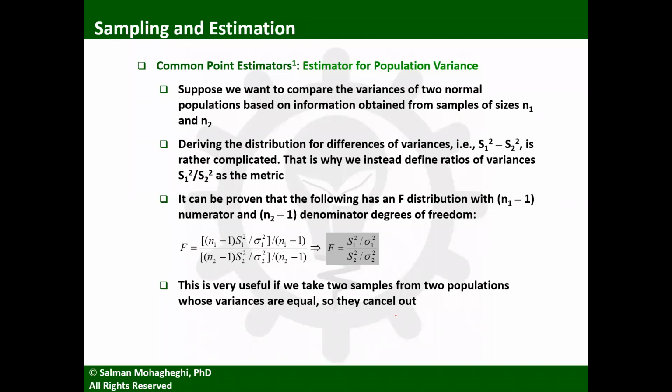Another point estimator that we may be interested in is when we want to compare the variance of two populations. So imagine you have two populations. They have different sizes and they have different variances. You want to know how different these variances are. What you do is you take two samples, a sample of size N1 from population 1 and N2 from population 2. Ideally, you would be interested in knowing the difference between the unbiased estimators, which is the variance for the first sample minus the variance of the second sample. Again, finding the difference between the two is quite complicated.